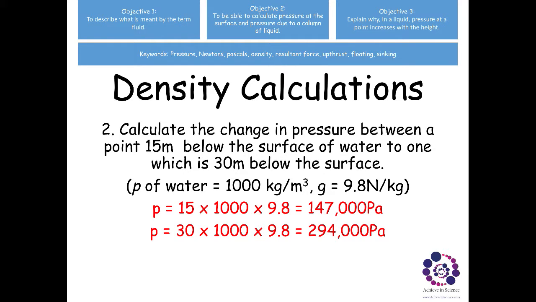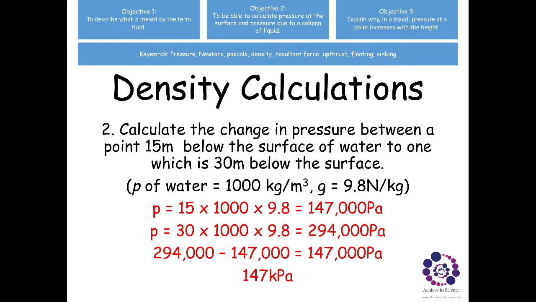Therefore, it's asking for the change in pressure. So it is changed from 147,000 to 294,000. What is the change then? We need to subtract one from another to work out the difference. The change is 147,000 pascals, or written as 147 kilopascals.